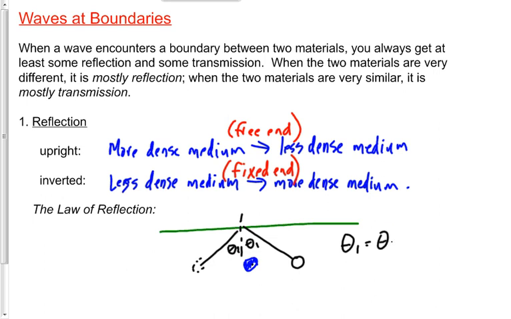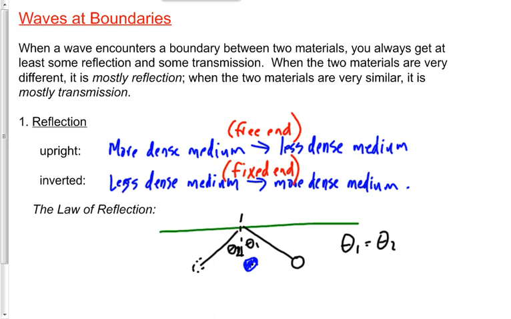Now, notice where we measure those angles from. We measure it from what we call a normal line. The normal line is a line that's drawn 90 degrees to the boundary, just like a normal force was drawn 90 degrees to the ground. Theta 1, as measured from the normal line, will be equal to theta 2, as measured from the normal line. In other words, the angle that it strikes the boundary at will be equal to the angle that it reflects off of the boundary at.